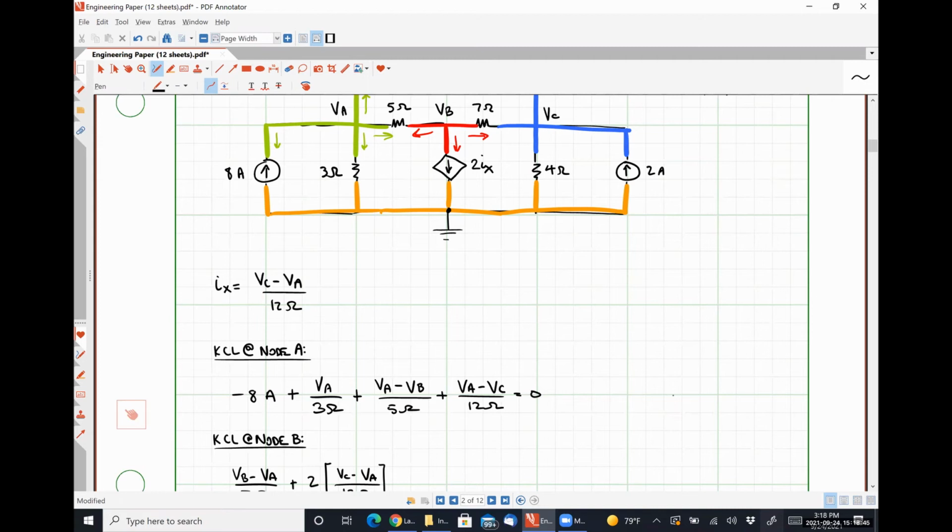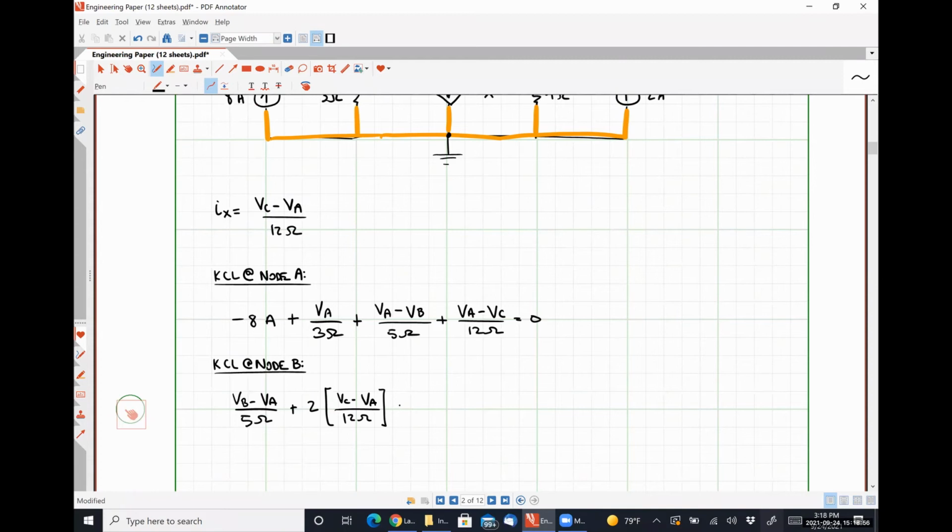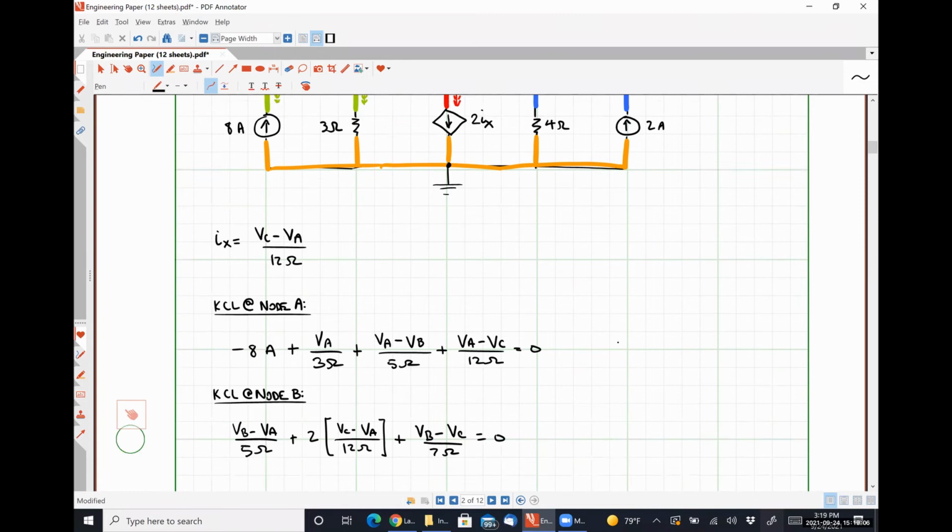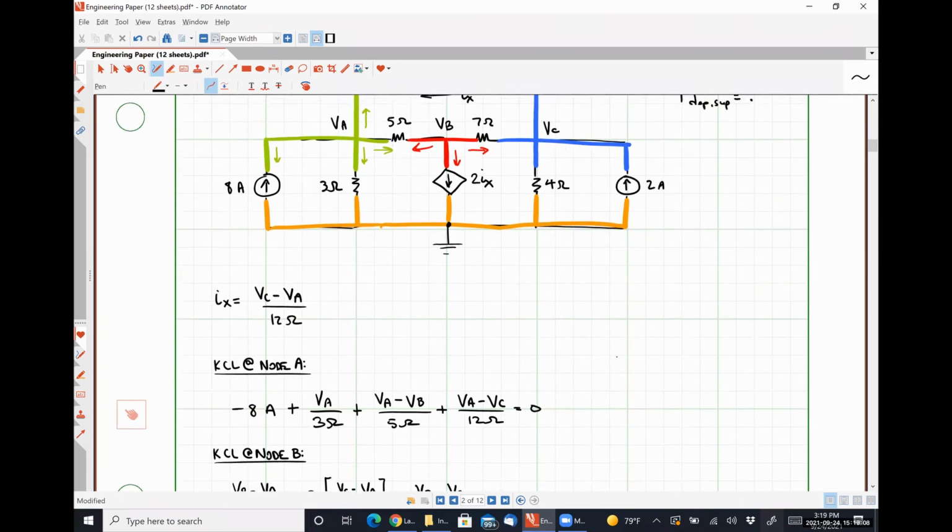Let's see, Drew, what is the current to the right through the 7 ohm resistor? VB minus VC over 7. Perfect, thank you. And I'll set that guy equal to 0 because we've taken into account all 4 currents leaving node B. Now we move to node C.